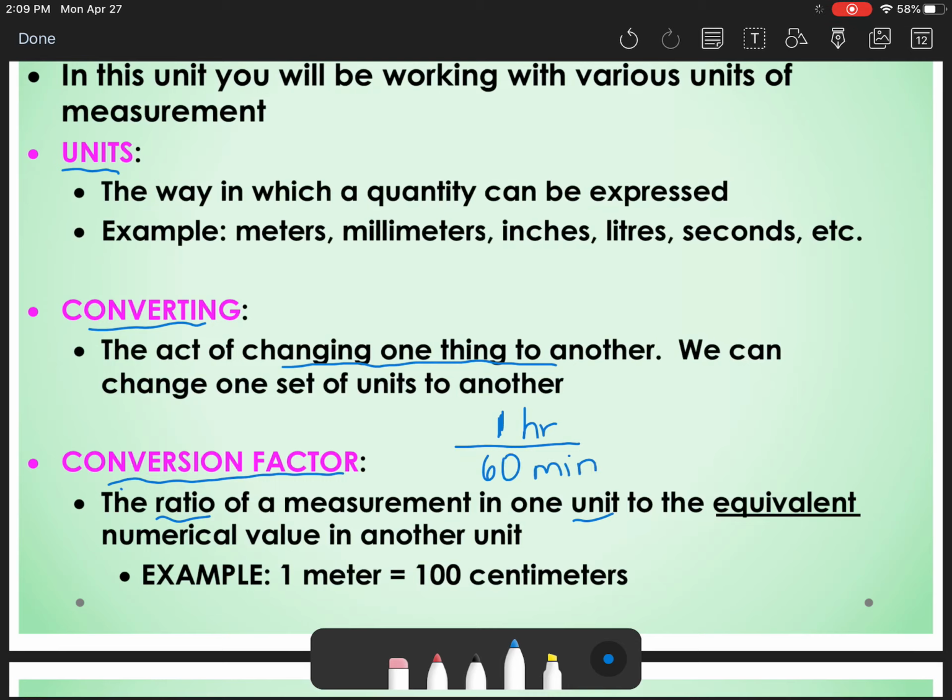It's a ratio where the two values we know are numerically equal, but they're in different units. Another example would be 1 kilometer over 1,000 meters. Again, these two things mean the exact same distance, but they're different units. So the reason we would need a conversion factor is if we're asked to represent a number in a different unit, but we don't want to actually change the value of the number.